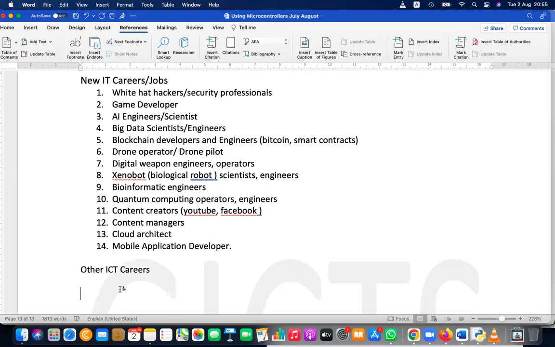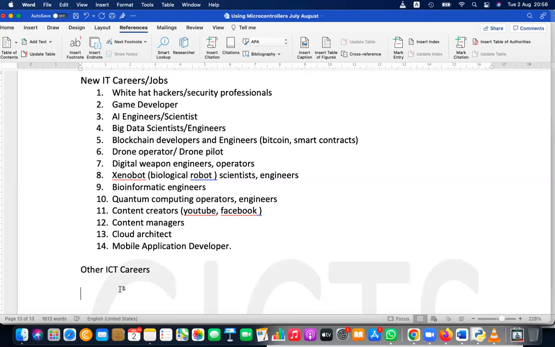First of all, let me explain the new ICT careers. White hat hackers and security professionals. There are two types of hackers. Out of that, the white hat hackers are kind of legitimate people. They are genuine, in the way it's like police. The police also use weapons, no? They must use weapons for protecting people. So that is the oath. They must use their weapons to protect people.